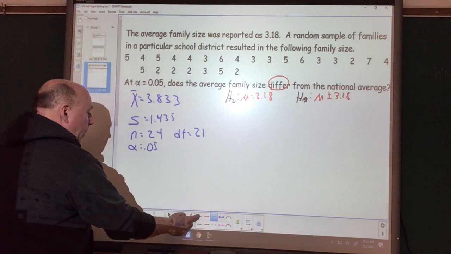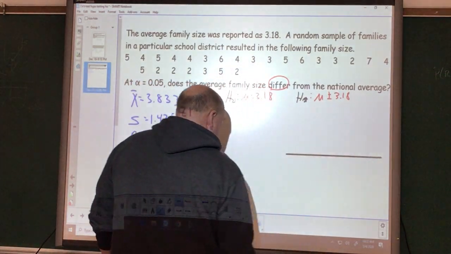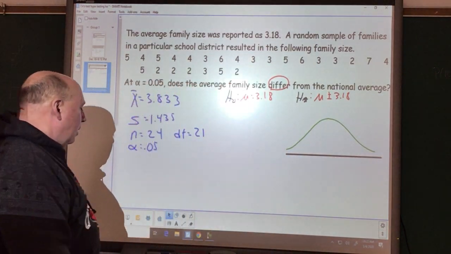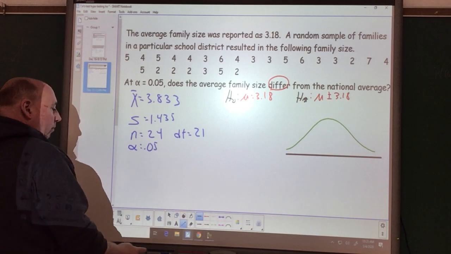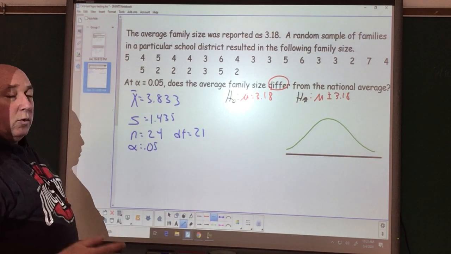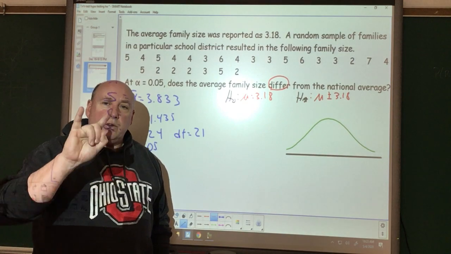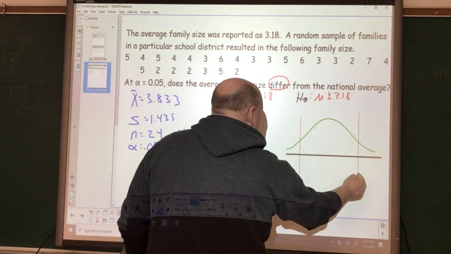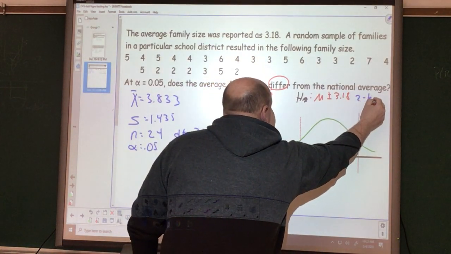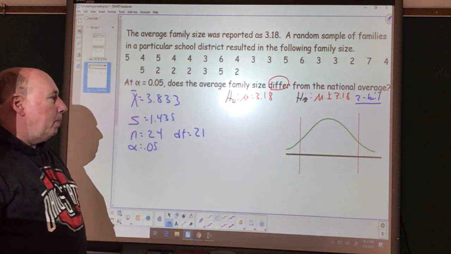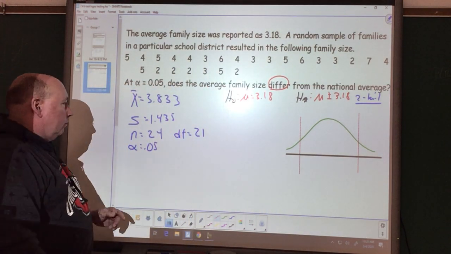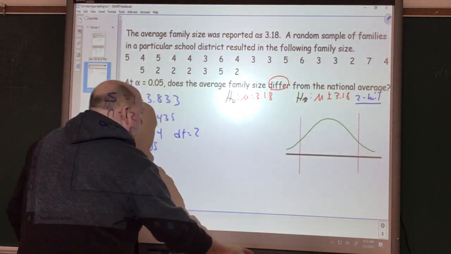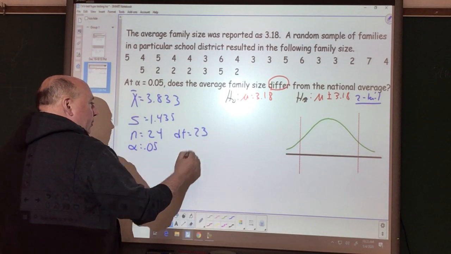So once again, I'm going to go to my bell-shaped curve. Is it one tail or two tail? Right, two tail. So I got two tail here. My degree of freedom is n minus 1, so I should have a 23.